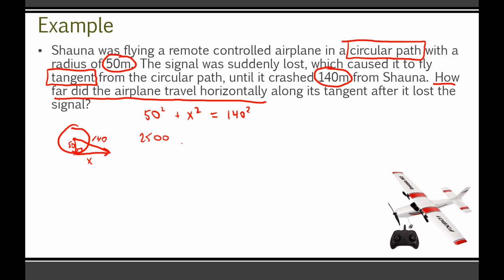Oops, not equals, plus X squared equals 140 squared. This is going to be a big number, 19,600. We want to solve for X squared, so let's minus 2,500 over. So X squared equals 19,600 minus 2,500, which is 17,100. Now we've got to square root both sides. This is actually going to give us our final answer here.